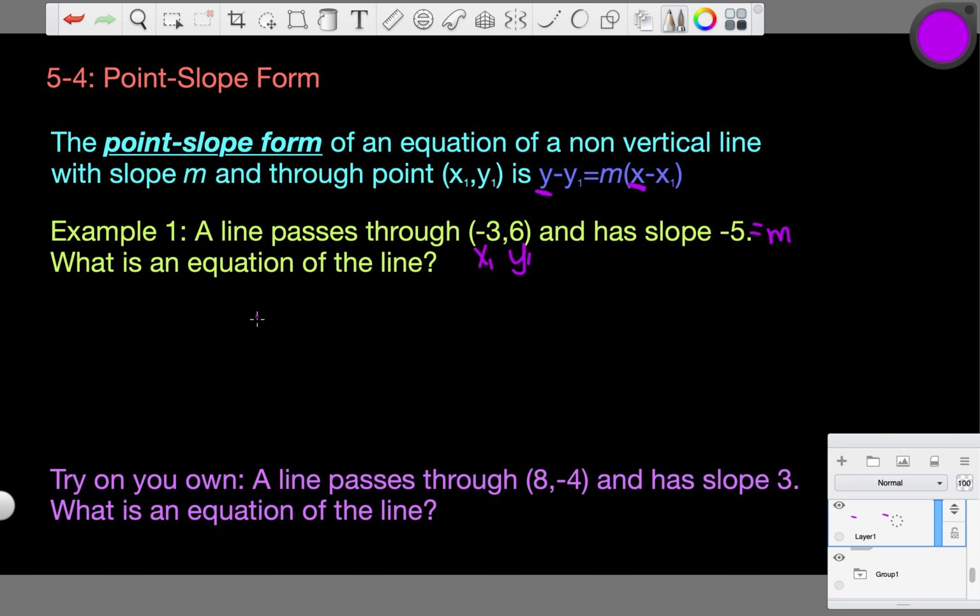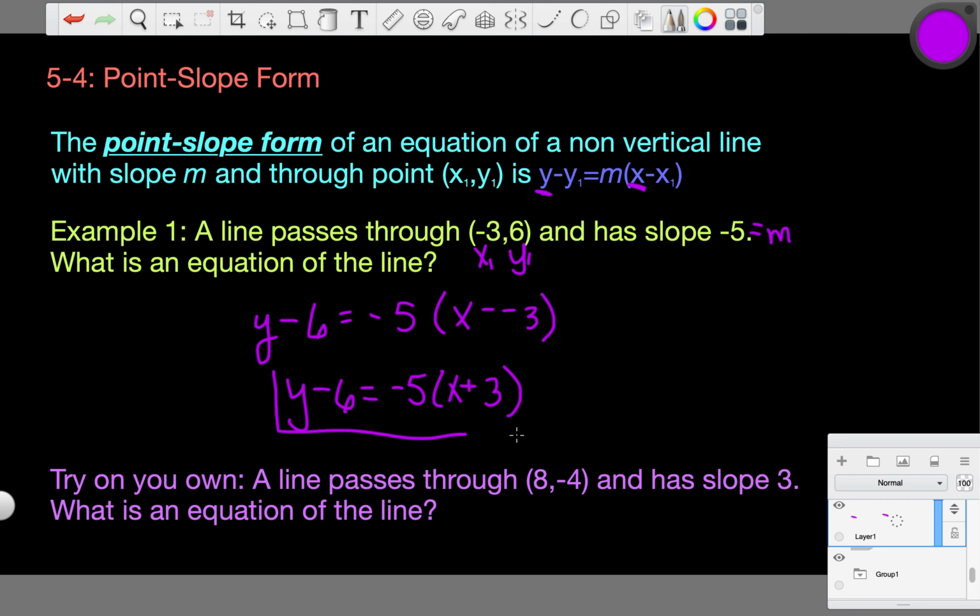So my original equation says that y minus y1, which is 6, equals my slope, so -5, times x minus x1. Okay, and I'm just going to clean this up a little bit. So we get y minus 6 equals -5 times x plus 3. And this is the equation of the line in point slope form. Okay? So I want you to try the next one on your own in the same way.